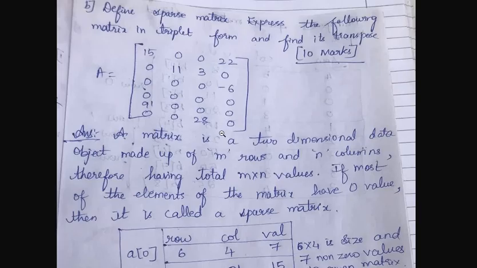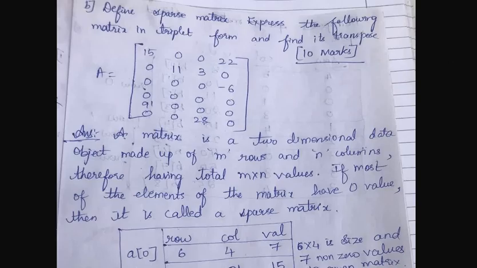What does sparse matrix mean? A sparse matrix is one where most values are zero, that is, it contains more zero values. See here, we can see many zeros, right? So there is no need to waste memory even for the zero items. In the case of a sparse matrix, we only store the non-zero elements like 15, 22, minus 6, 91, and so on.